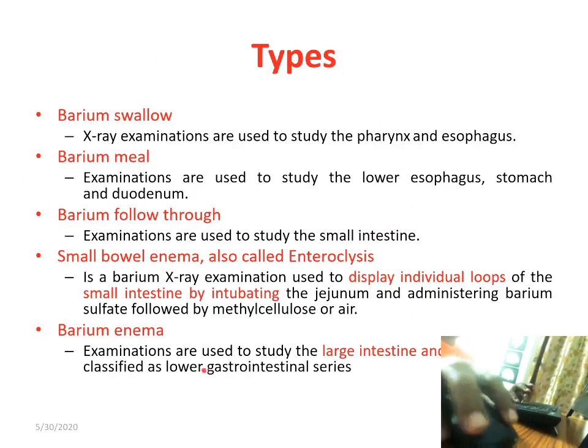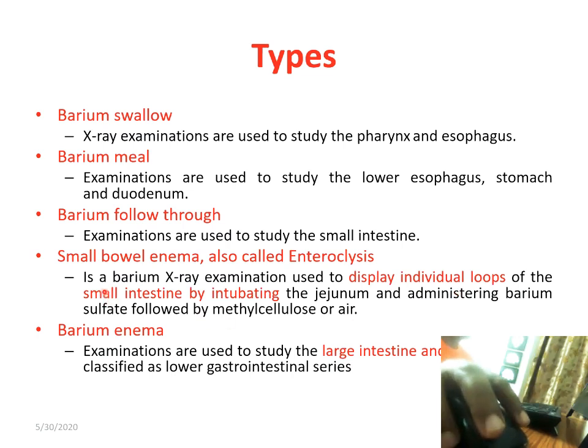So there are various types of barium studies: barium swallow, barium meal, barium follow through, small bowel enema, also called enteroclysis, and barium enema. Barium swallow is an X-ray examination of the upper GI tract, mostly from the oral cavity to the esophagus. Barium meal is an examination of the lower esophagus, stomach, and duodenum. Barium follow through is used to study the small intestine with repeated X-ray and fluoroscopy examination.